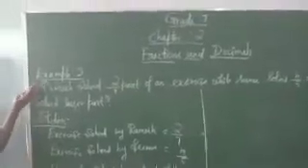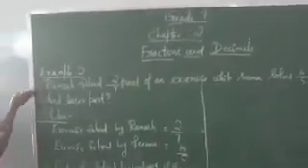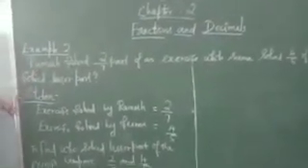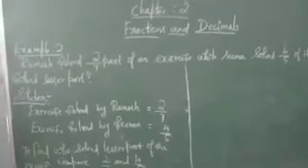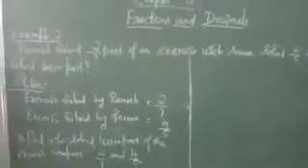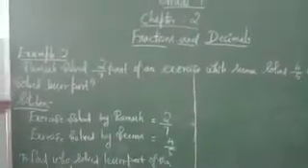So now we are going to see this addition and subtraction of the fractions in a word problem. Ramesh solved 2 by 7 part of an exercise while Seema solved 4 by 5. So now we are going to solve the problem.